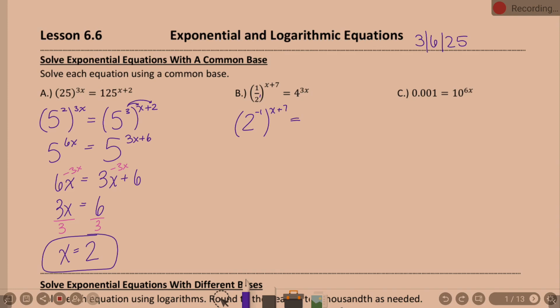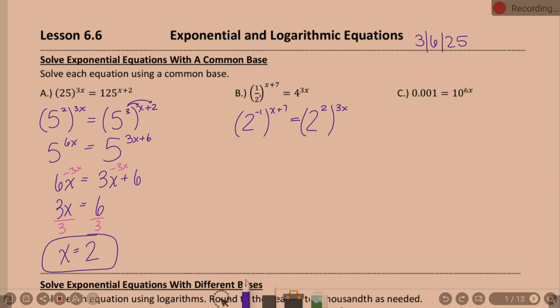What did you say about 4? 4 is 2 to the second. So I have 2 to the second raised to the 3x. Was I able to get the base the same? Yeah, okay. So let's deal with a power raised to a power.